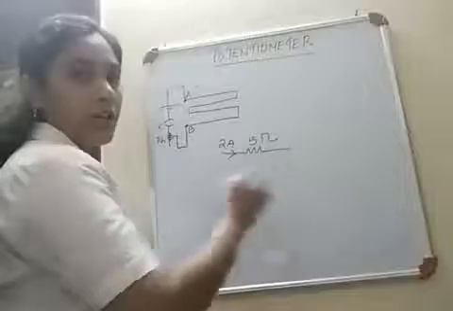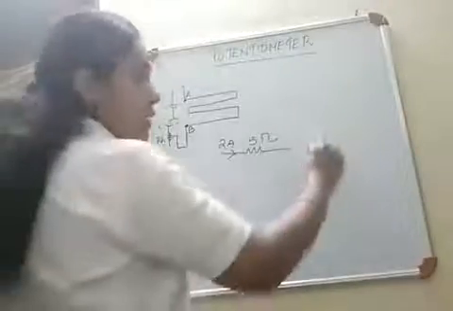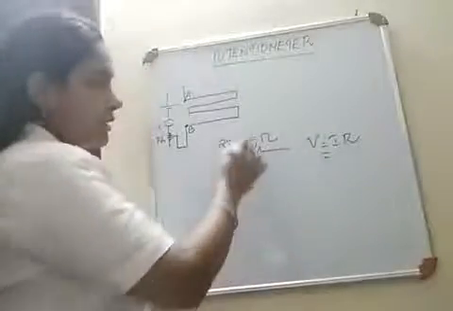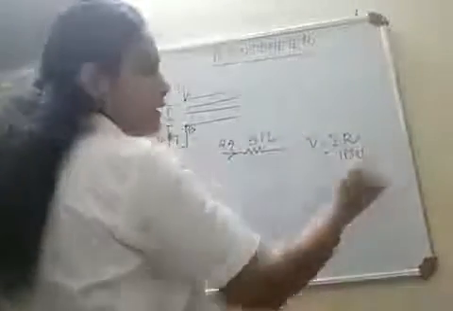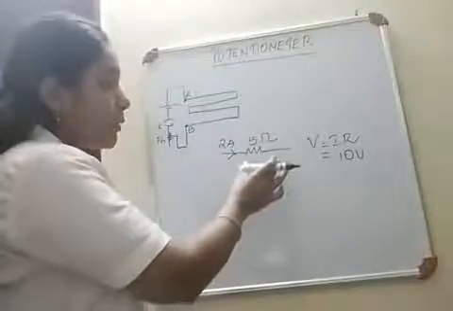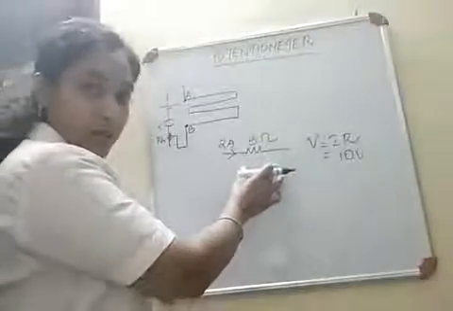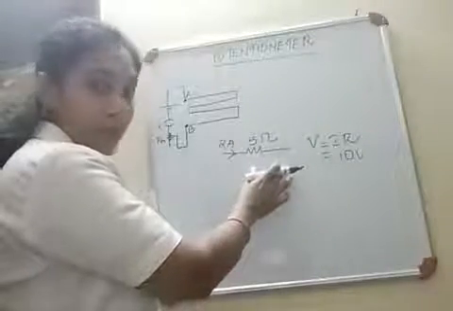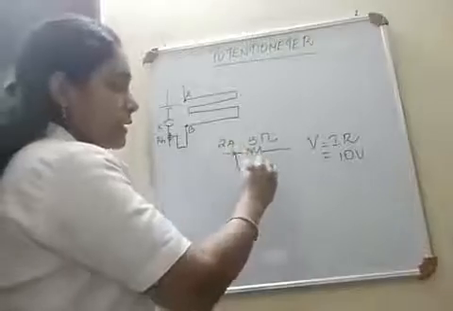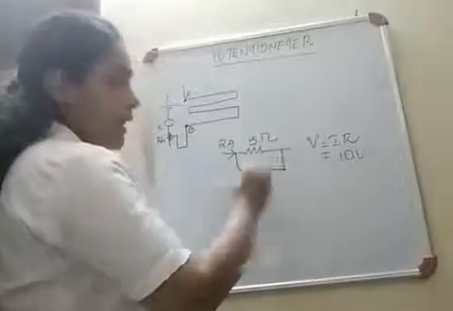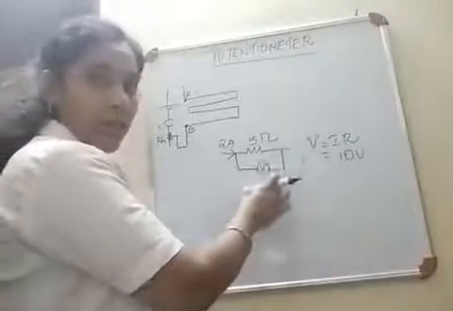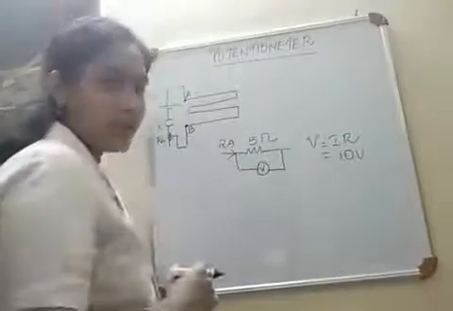So what is the potential drop across this resistor? By Ohm's law, the potential drop is V equal to IR, that is 2 into 5, 10 volt. This is the actual, theoretical value of potential drop across this resistor if 2 ampere current flows through it. Now, if we connect a voltmeter across this resistor, we expect the voltmeter should also measure the same, 10 volt.